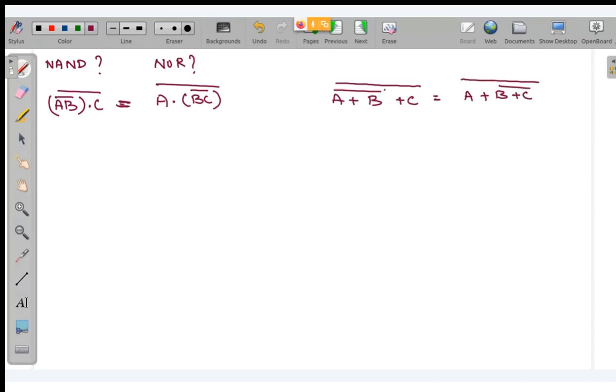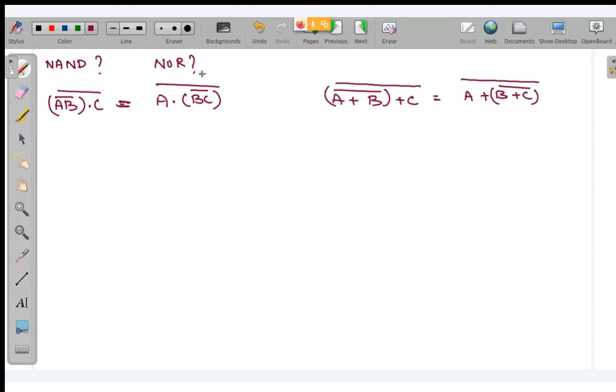See, I have changed the order. Okay, I have changed the order. That's it. Tell me, will this be the same? Will this equation hold? No, sir, this will not hold. You can check this using a truth table if you want. Okay, I am not doing it.